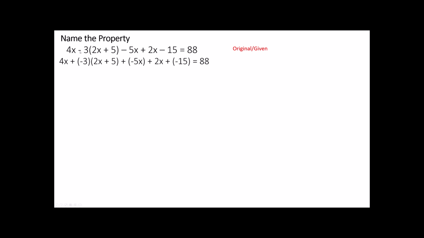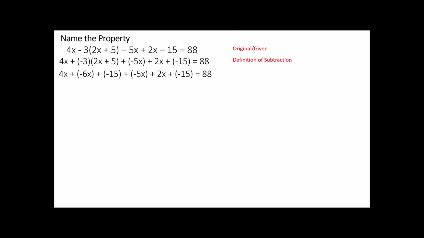Hopefully you've noticed that I've taken all my minus signs and changed them into plus negative signs. This is not something that's required in equations. You can solve them as subtraction, but as I tell my students, most of the time subtraction makes things a little more complicated. It's a lot easier to just make them into adding the opposite. The property that allows me to do that is called the definition of subtraction. Subtraction is the same as adding the opposite.